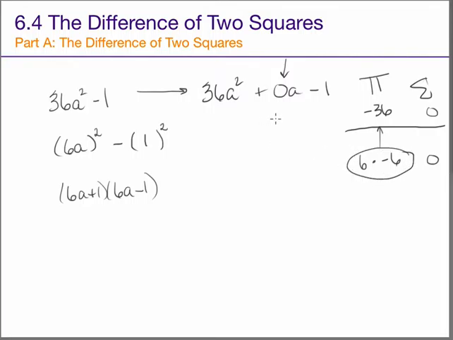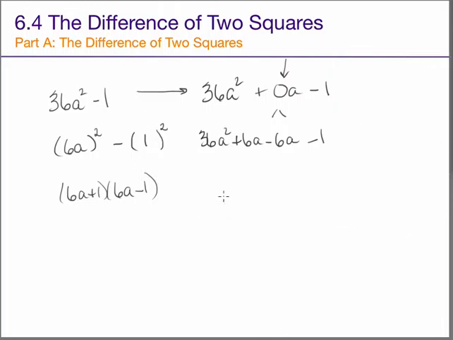So the two numbers I want to use when I break up my middle term are plus 6a minus 6a. It's getting crowded in here again. Now I can continue. What's common to the first two terms and the last two terms? 36 and 6 are both divisible by 6. There's one copy of a in each of the first two terms. What's left over? 6a plus 6a times what is 6a? That would be 1.